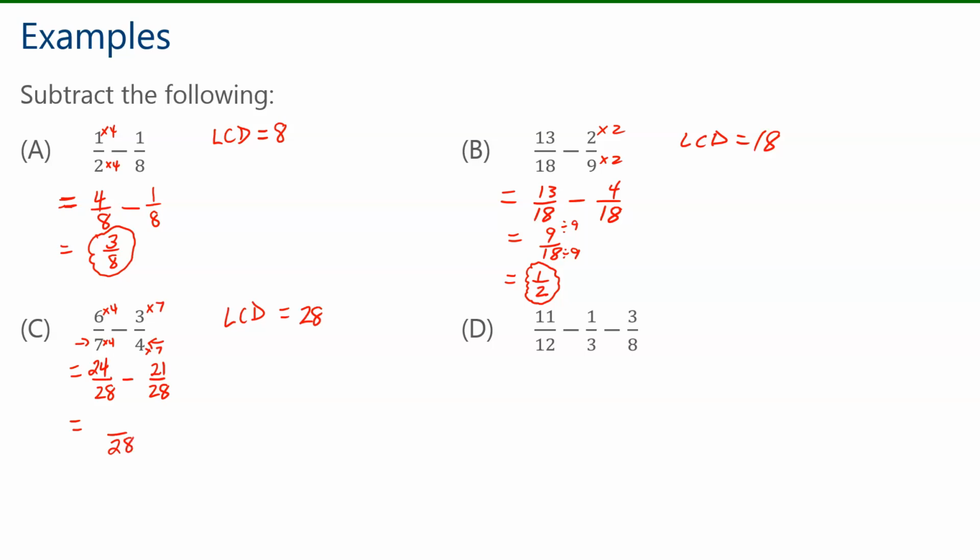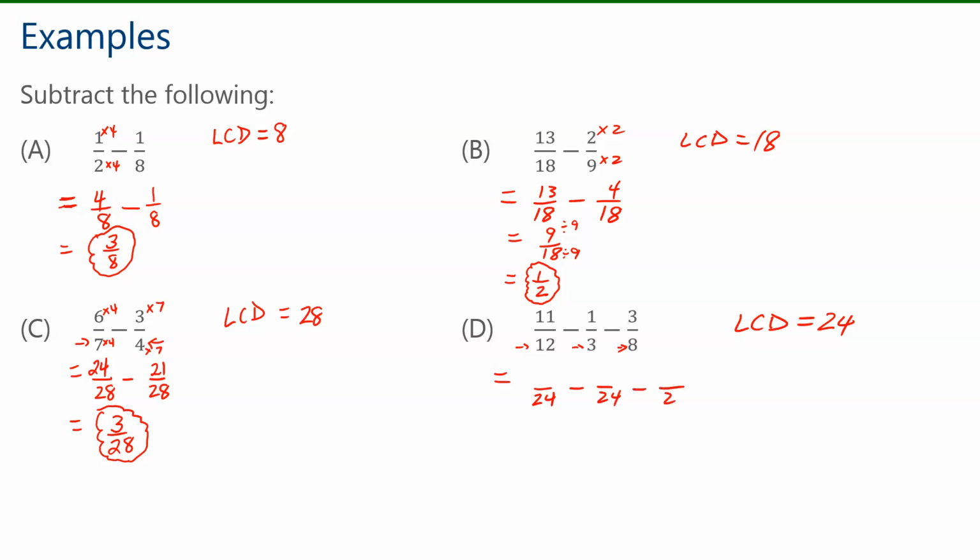Copy down that common denominator. Subtract the numerators. 24 take away 21 will give us 3. Can it reduce? Not a chance. 3 over 28, final answer. And in D, 3 fractions are involved here. We need to first of all figure out the LCD for 12, 3, and 8. If you get the LCD for those 3 numbers, you will get 24. So we need to write 3 equivalent fractions here.